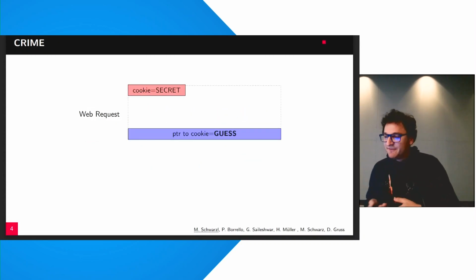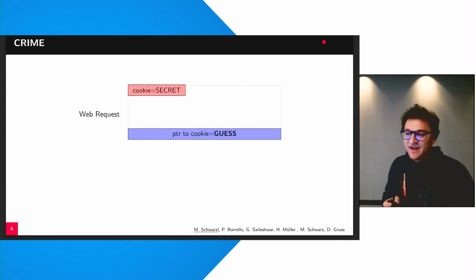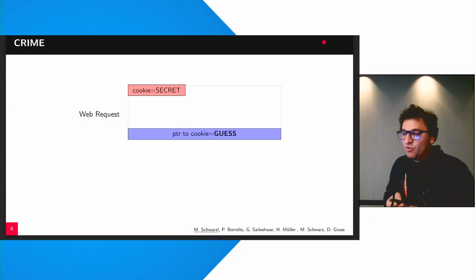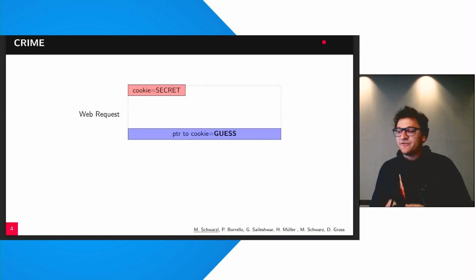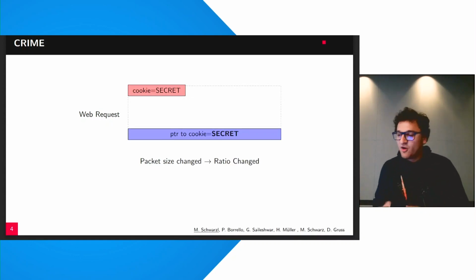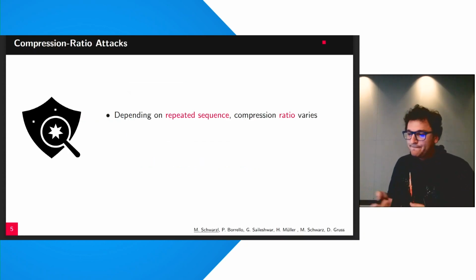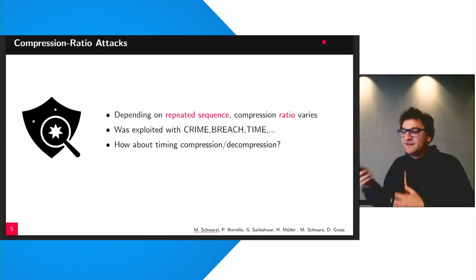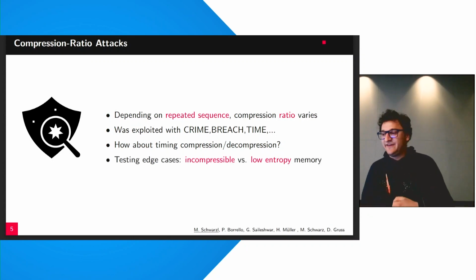CRIME actually was tackling web requests. For instance, the attacker was trying to guess the content of the cookie. There is this known prefix cookie, and the attacker was trying to guess, for instance, with guess. By observing the packet length, the attacker was able to infer whether the guess was wrong or correct. So what we know so far is that depending on repeated sequences, the compression ratio varies, and this was exploited in various attacks. But how about just timing the compression and decompression in a similar scenario?